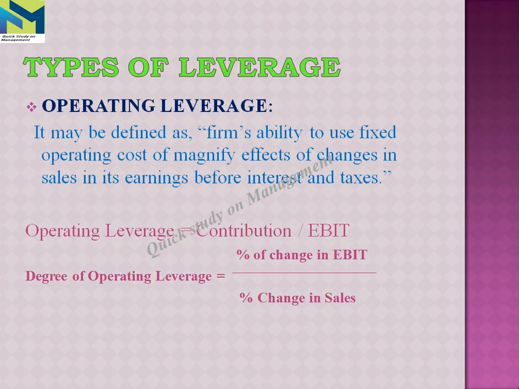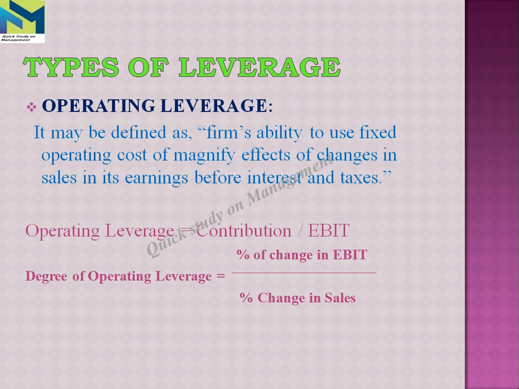Next, we will see the types of leverage. First, we have operating leverage. The leverage associated with investment activities is called operating leverage. The operating leverage refers to the use of fixed operating costs such as depreciation, insurance, repairs and maintenance, taxation, etc. It is the firm's ability to use fixed operating cost to magnify the effects of changes in sales on its earnings before interest and tax.